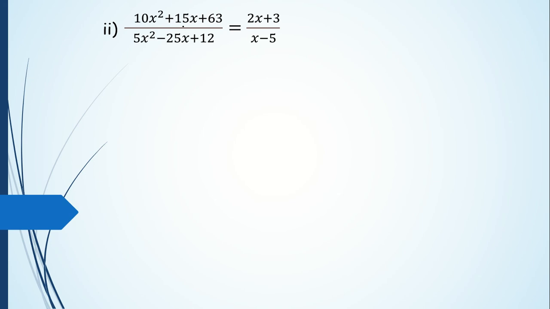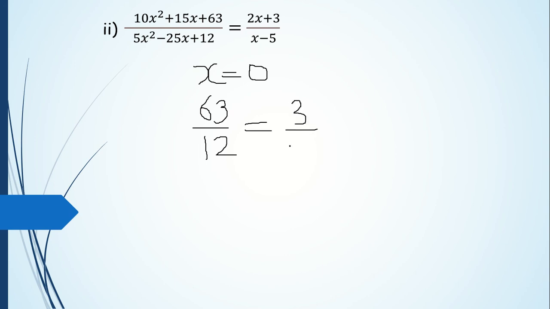This term will become 0, this term will become 0, this is 0, this is 0. Whatever is multiplied with x will become 0 if x is equal to 0. So in the LHS what will remain is 63 upon 12. And in the RHS, what will remain? These two terms will become 0. What will remain is 3 upon minus 5. But we know that 63 upon 12 is not equal to 3 upon minus 5. So x is equal to 0 cannot be the solution.